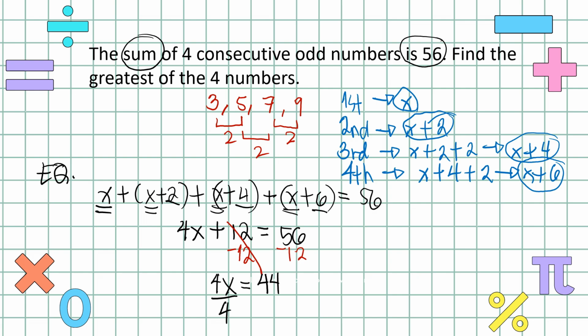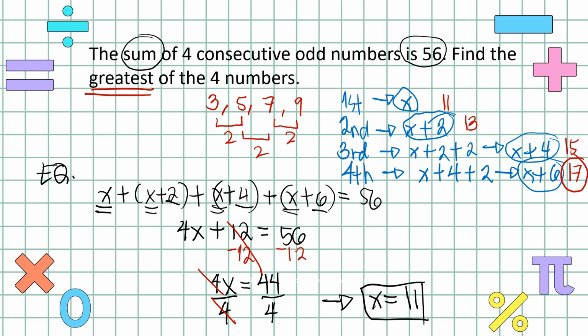And lastly, divide both sides by 4. So we can cancel the 4 here, and this gives us x is equal to 11. So if x is 11, we want to find the greatest among the four numbers. This is 11, this must be 13, this must be 15, and the last one, or the greatest one, is 17. So our final answer is 17. Okay?